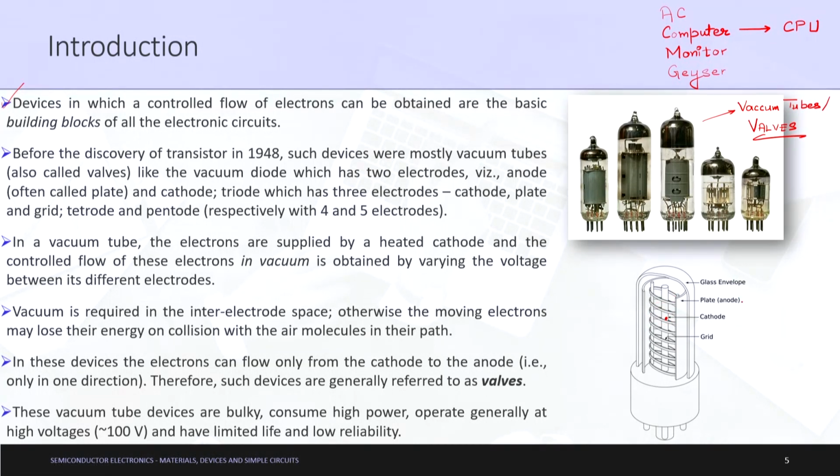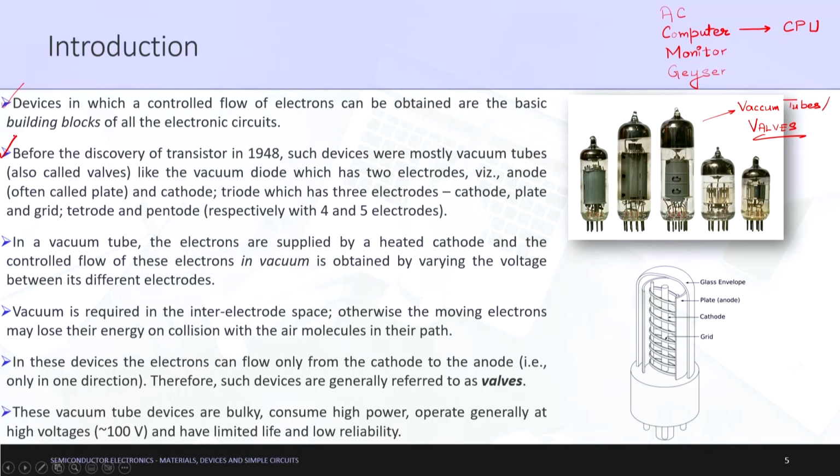Because you can see a plate here, you can see a cathode here, you can see a grid here. So these are the concepts, or one of the specifications, of a vacuum tube. What is a vacuum tube? A vacuum tube can be considered a device which is the building block of all electronic circuits. In previous electronic circuits, vacuum tubes were used for making the passage of current.